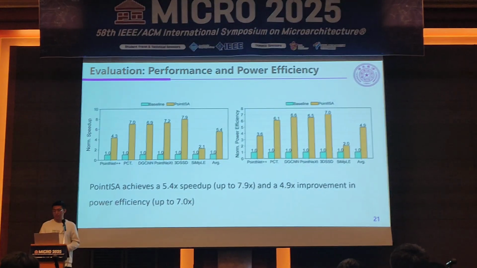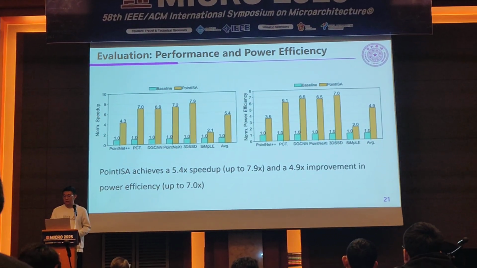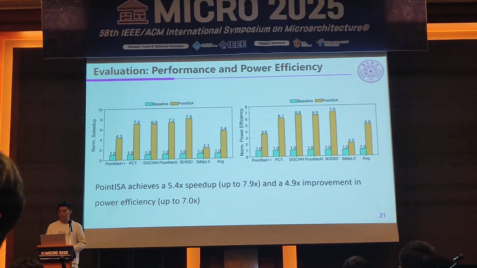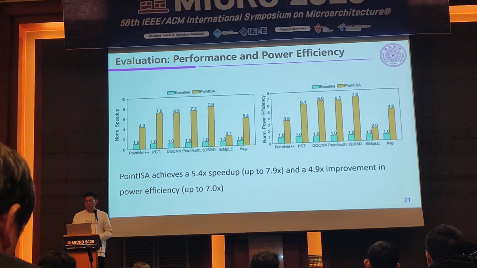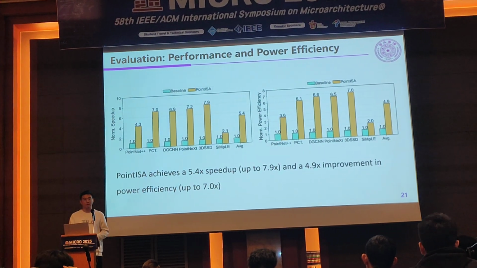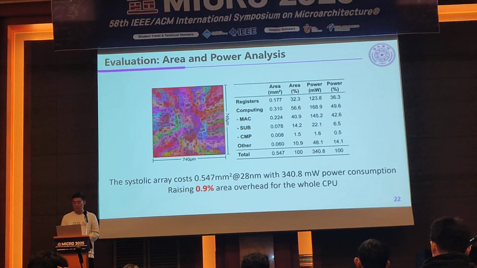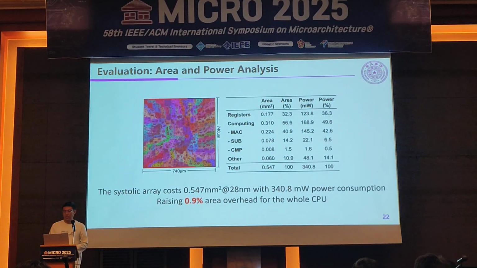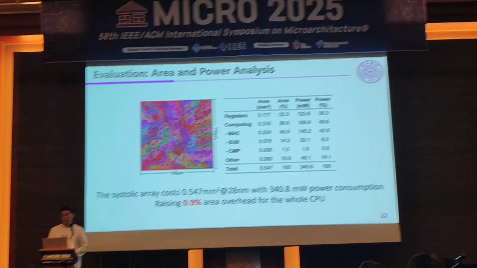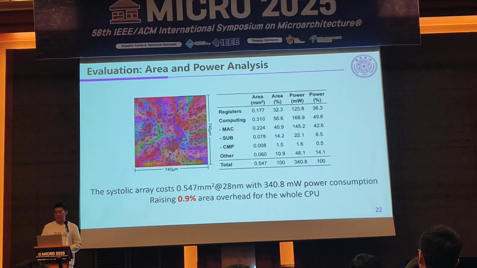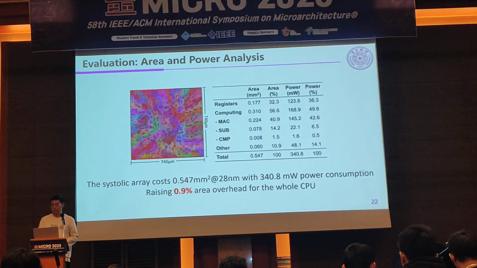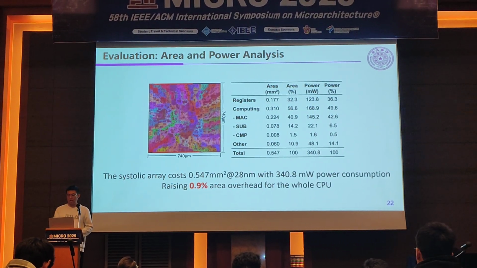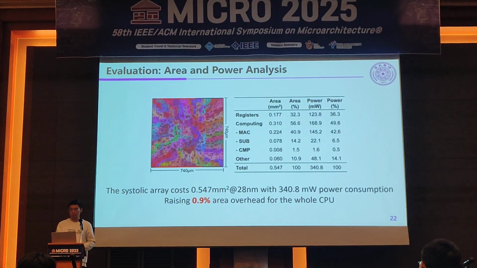The performance evaluation shows that Quantum ISA achieved a speedup of 5.4 times compared to the baseline and achieved a 4.9 times improvement in power efficiency. The area and power consumption evaluation revealed that the proposed technology occupies only 0.547 square millimeters with 314.8 milliwatts power consumption, only 0.9% area overhead for a whole CPU.